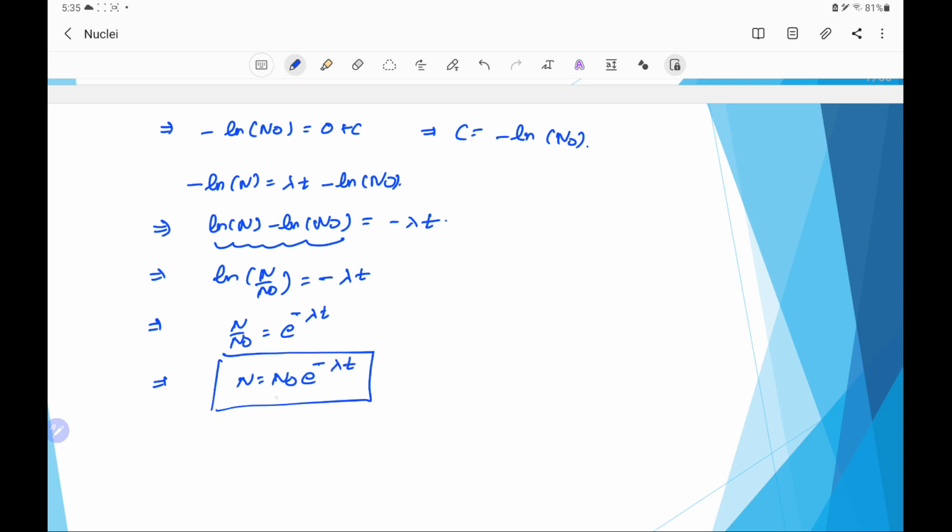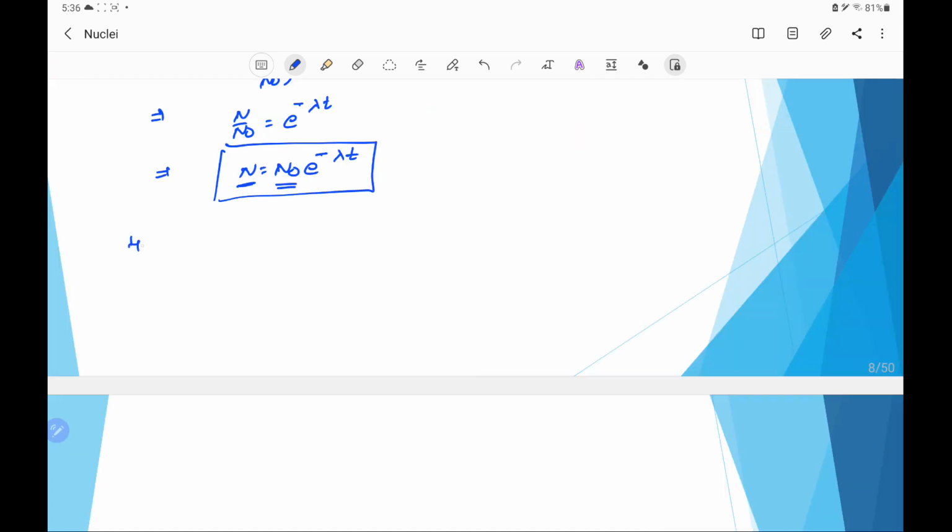Here N0 is the number of undecayed nuclei at time t equal to 0, N is the number of undecayed nuclei at time instant t, and lambda is the constant also called the decay constant. Using this expression, we can find the half-life of the radioactive sample.